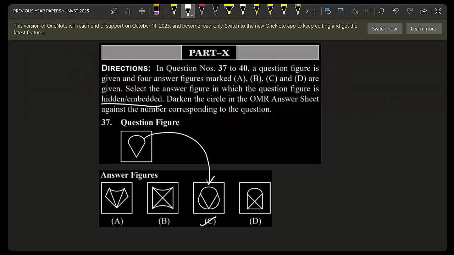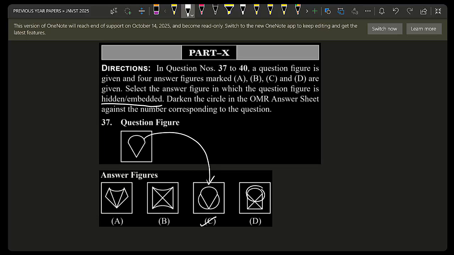Sir, in 37 question, option D also has one small shape there. Yeah, the shape is almost the same, but the size is small. A size difference is there, right? Yes, sir. That's why we have to choose the most appropriate one. Option C only. Okay, sir.